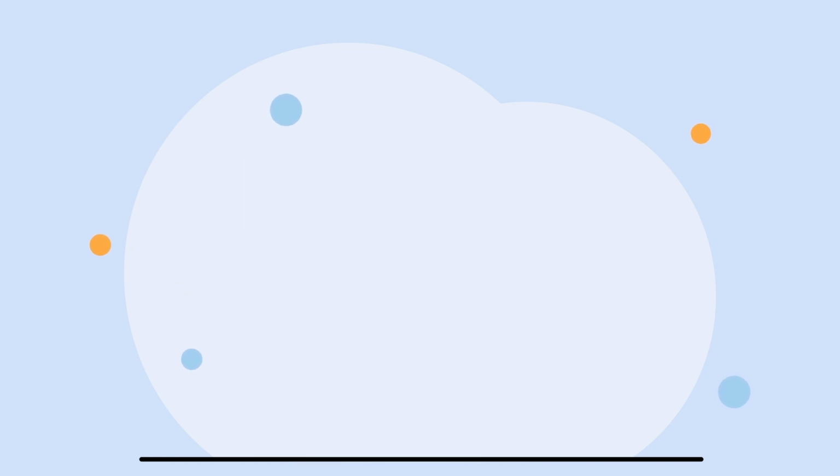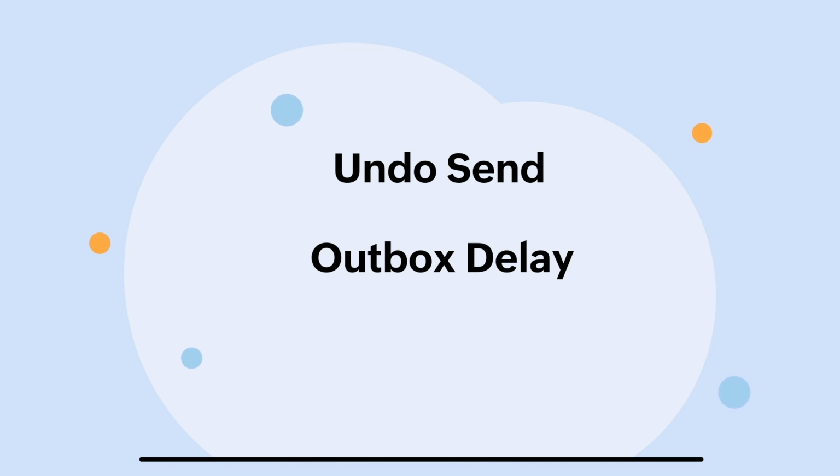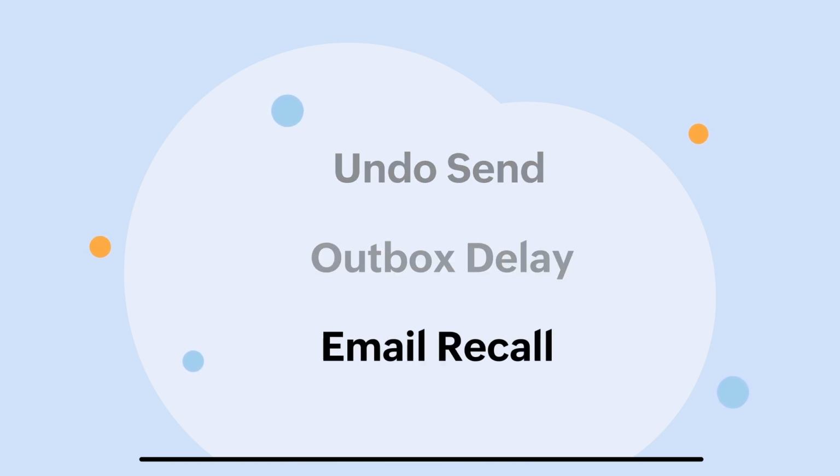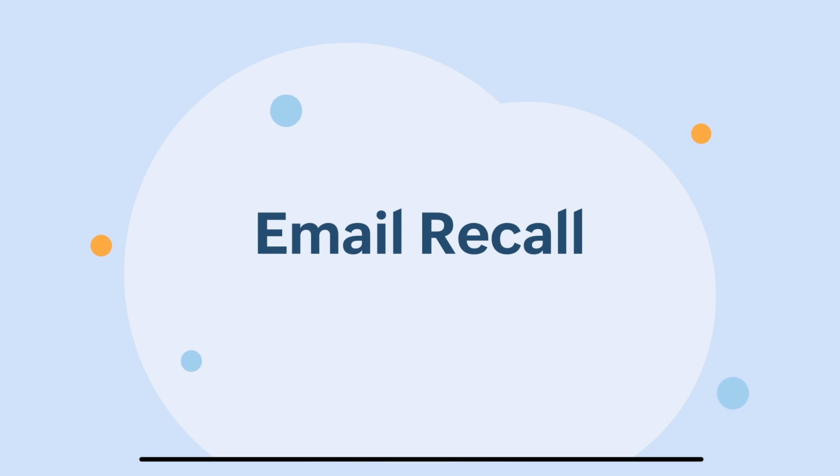For any kind of mistake, Zoho Mail will come to your rescue. Zoho Mail offers helpful solutions such as undo send, outbox delay, and email recall. In this video, we will see how to use email recall.